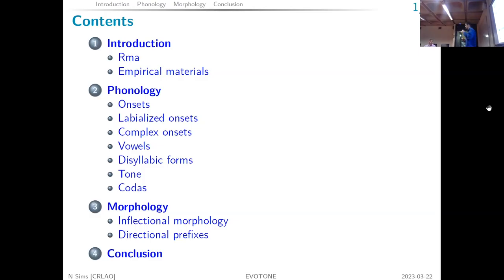Very happy to be here. Thanks everyone for coming and giving me the opportunity to talk about some of the research I've done on historical linguistics for a language called Rma. What I want to accomplish is to give an introduction to Rma, talk about the empirical materials, and look at some concrete things in the phonology of the language: some of the consonants, the vowels, a little bit of tone, but mostly what we can reconstruct about the consonants. I'd also like to talk a little bit about the morphology of the language, and something that I think will be interesting is to talk about the directional in a historical perspective.